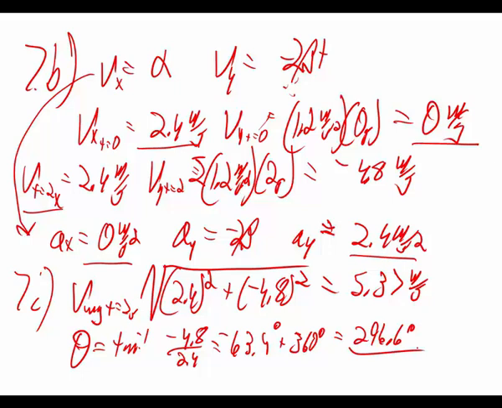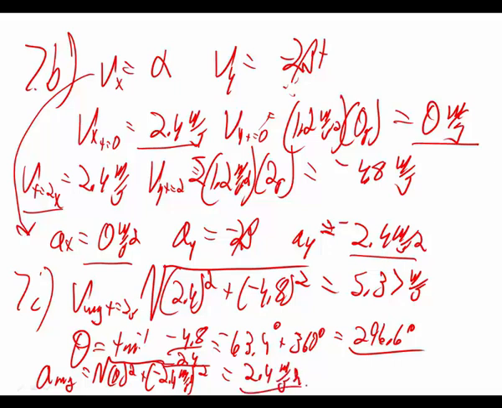All right, now what about the acceleration? All right, acceleration magnitude, square root of 0 squared plus what? And that's a negative, dadgummit, negative 2.4. And that's all on the radical squared. And what does it come out to be? It comes out to be 2.4 meters per second squared.